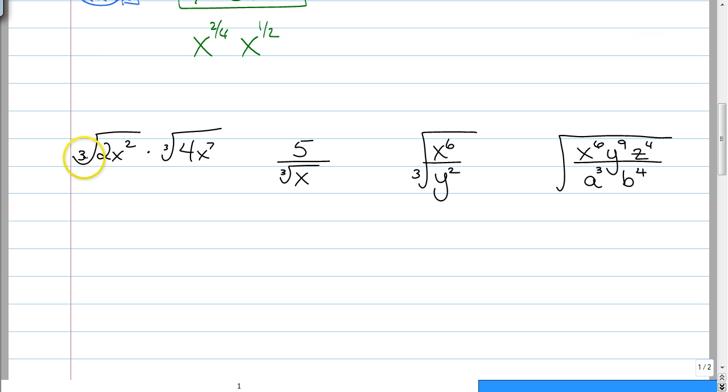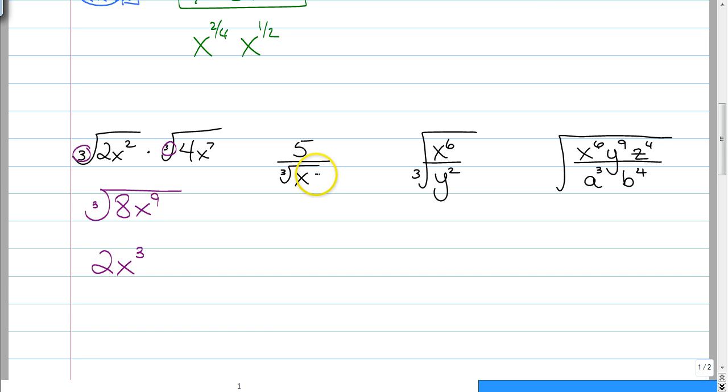So remember, when you're multiplying, if the index is the same, you can multiply insides and outsides. So this becomes the cube root of 2 times 4 is 8. X squared times x to the 7th is x to the 9th, because you add your exponents. The cube root of 8 is 2. The cube root of x to the 9th is x cubed, because 3 goes into 9 3 times.